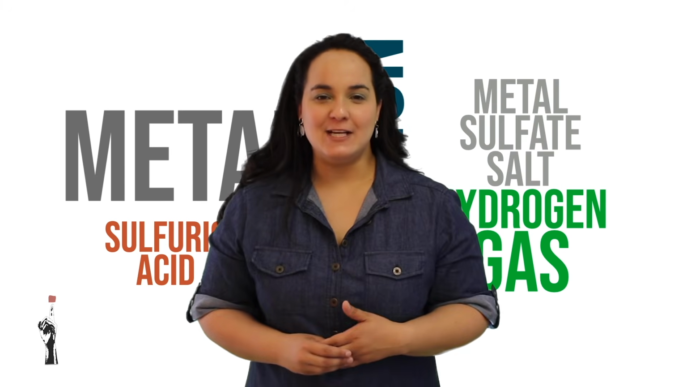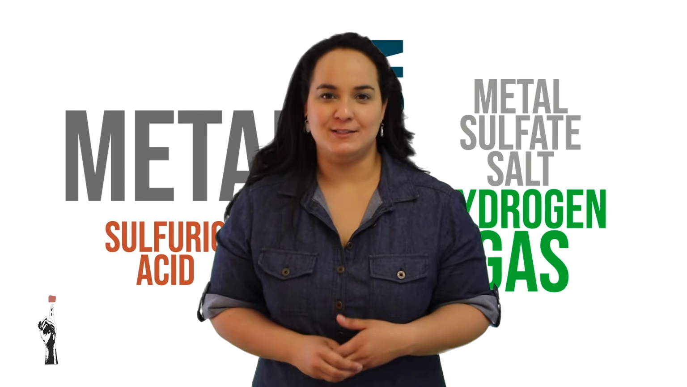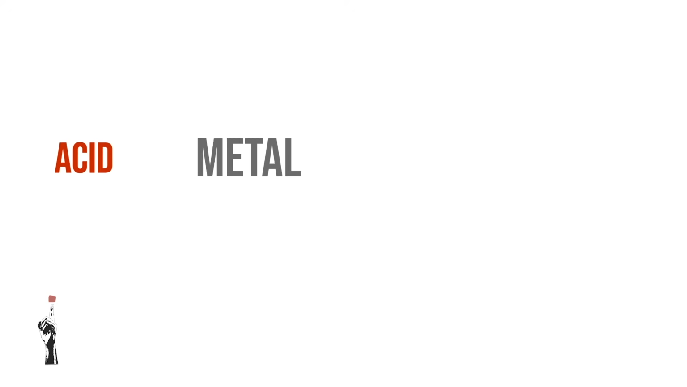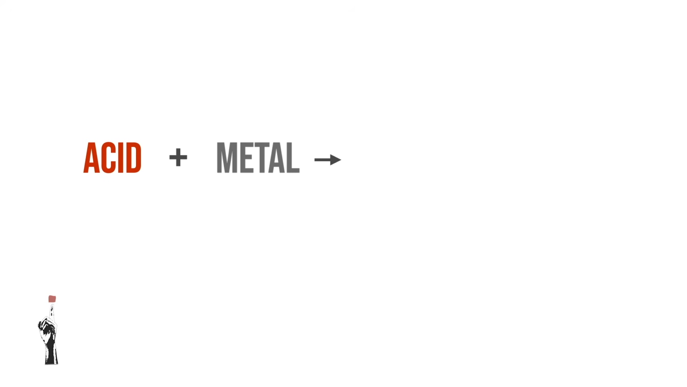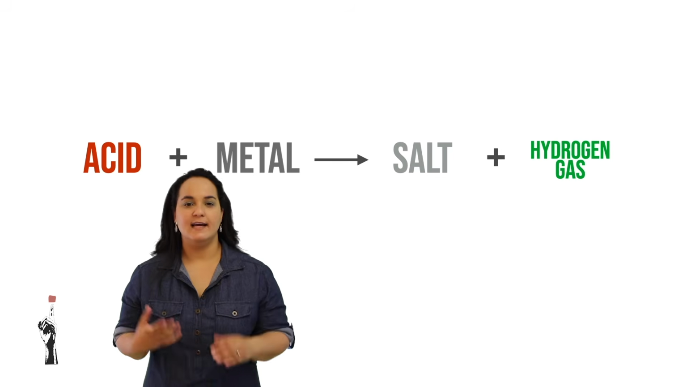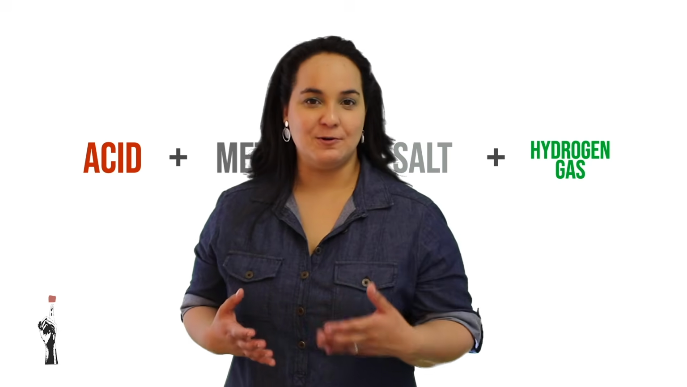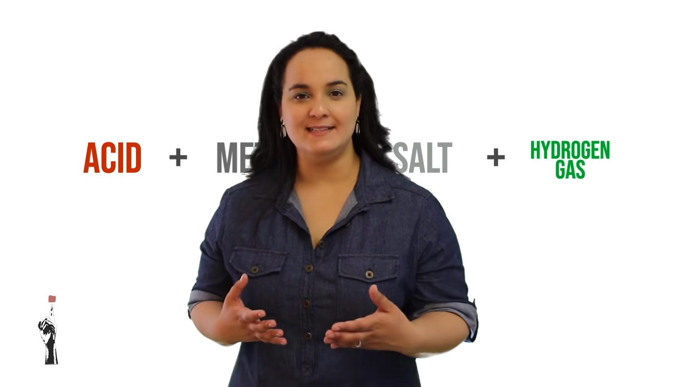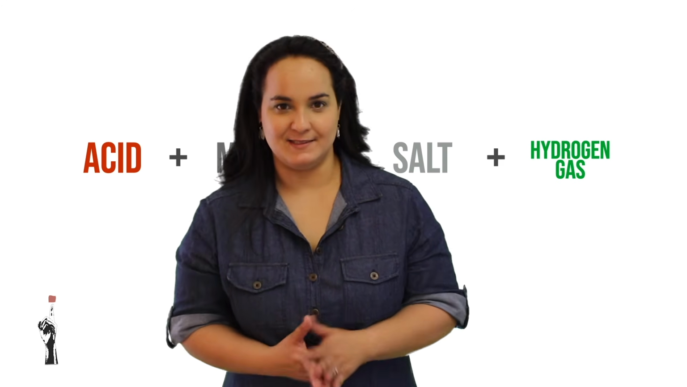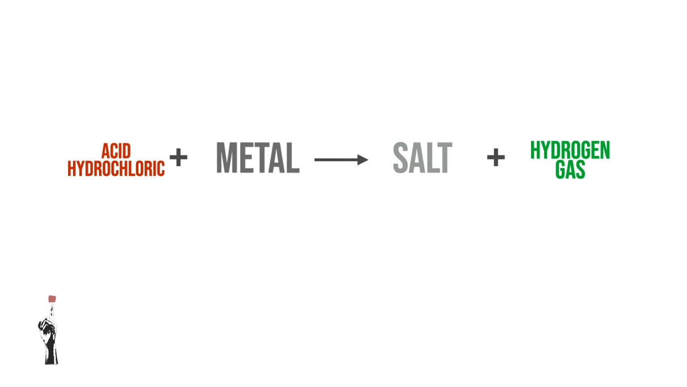The general reaction between acids and metals is as follows. Acid plus metal, arrow, salt plus hydrogen gas. Let us take a look at an example of such a reaction. If hydrochloric acid were to react with magnesium, the reaction will look like this. Hydrochloric acid plus magnesium, arrow, magnesium chloride plus hydrogen gas.